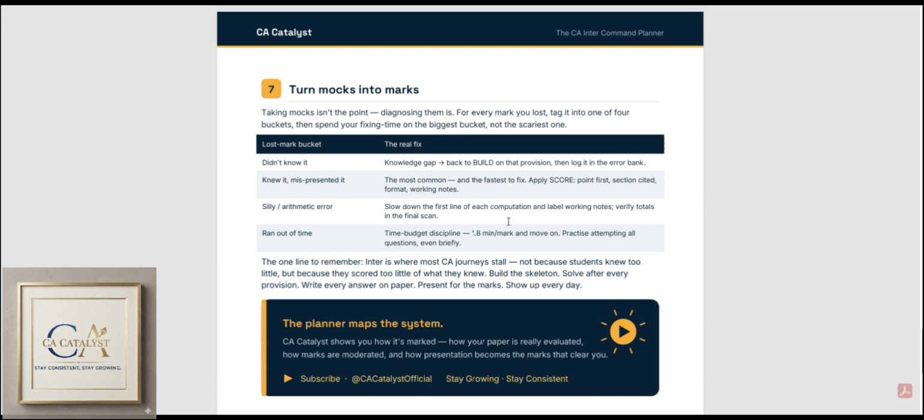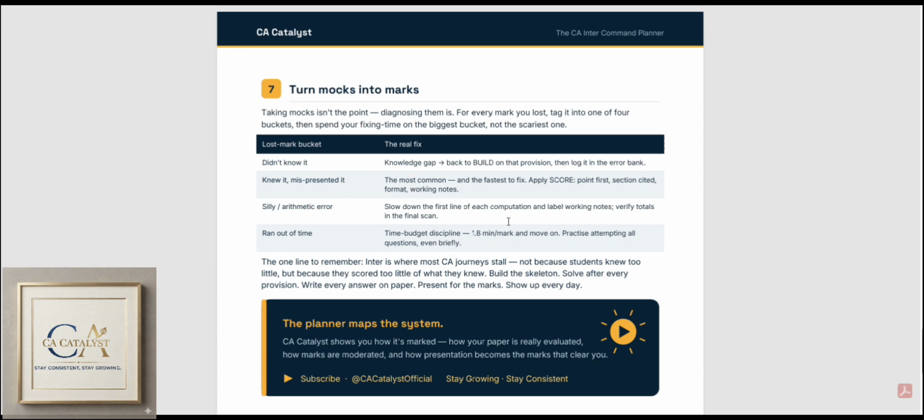For every mark that you lost, tag it to the concept where you missed it, and give a fixing time for revising or memorizing it. This is the thing that you have to do. For the lost mark bucket, when you write a mock test, it would be either that you didn't know it at all. That is new learning. You should put it in your knowledge gap, build that provision, understand it, and log it into the error bank and the concept notes.